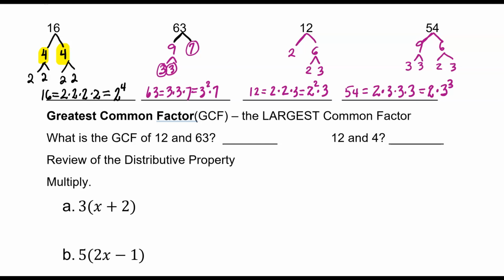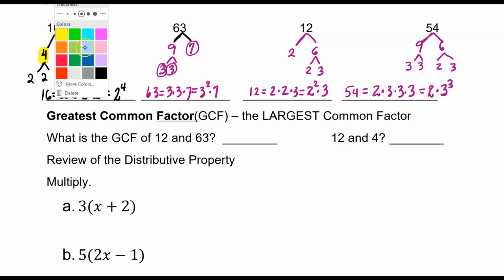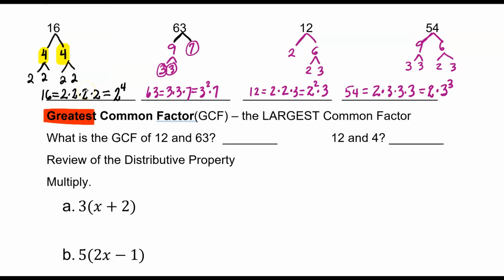Now let's talk about what the greatest common factor is. So that's what this entire lesson is all about. What is the greatest common factor? And we say GCF for short. It is the largest common factor. So when we look at 12 and we look at 63, what is the largest factor that is in common with 12 and 63?